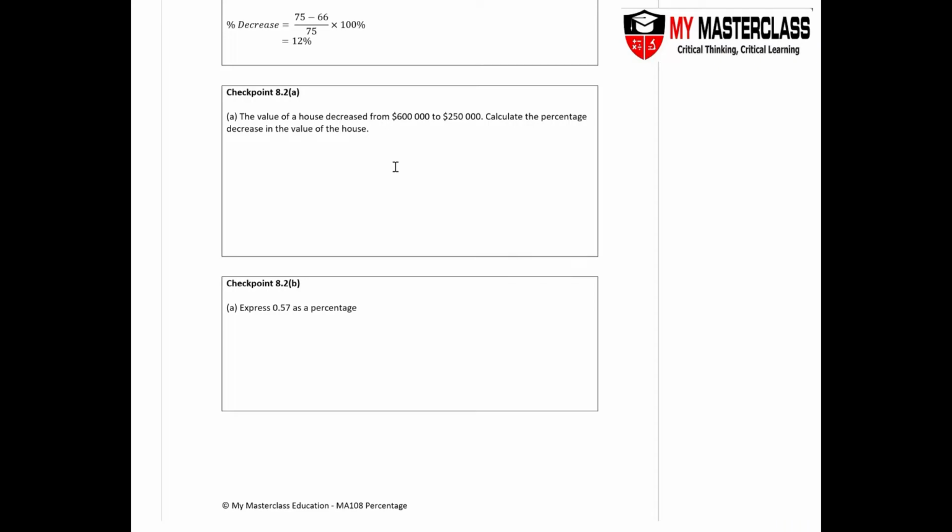Now, in this question, you are looking at percentage change and the difference between it. Okay, so how do we actually find a percentage decrease or increase in this kind of question? First thing, you see the value of the house has decreased from 600,000 to 250,000. They're asking for the percentage decrease. So always learn how to identify what's the original, and what was the final.